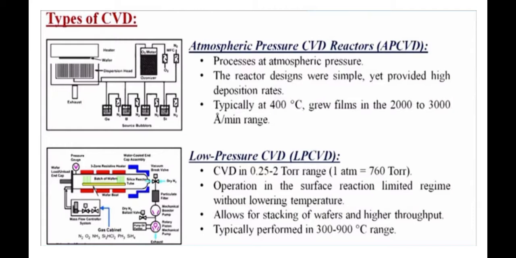Low pressure CVD process, or LPCVD in short, is CVD in the 0.25 to 2 torr range. So this is a pressure actually. What we generally know is that one atmospheric pressure is 760 torr. So 0.25 to 2 torr is the range we are generally using, much below atmospheric pressure.